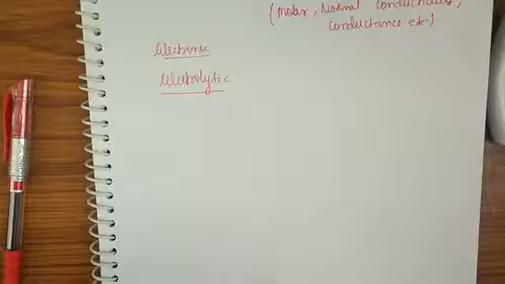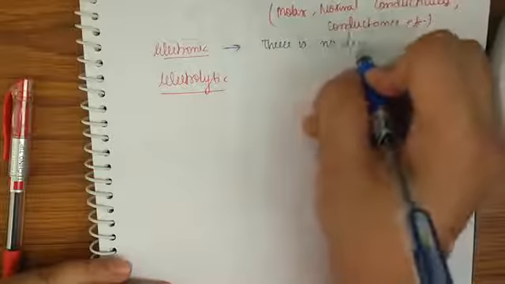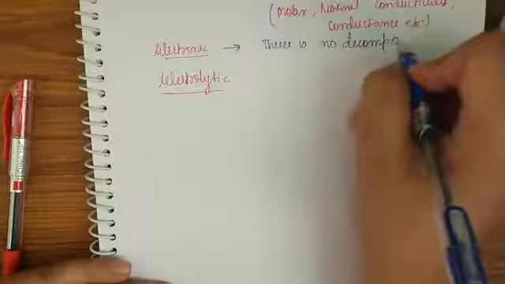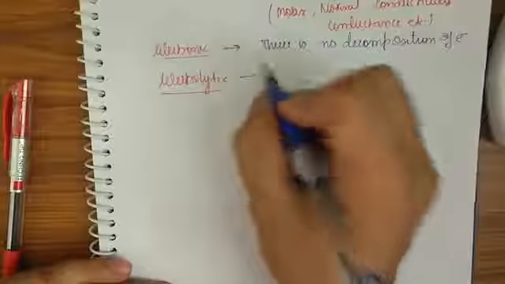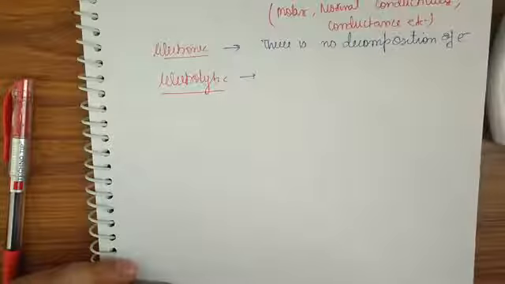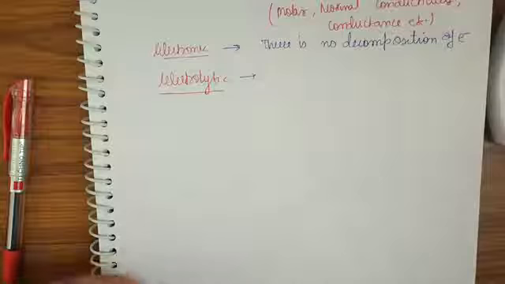So let us begin with a little bit of physics and decide what the difference is between electronic and electrolytic conductors. So what are electronic conductors? In this type of conductor, there is no decomposition. Here, in electronic conductors, the electrons will be the charge carriers. So we know in physics that there is no decomposition of electrons, hence these are the electronic conductors.